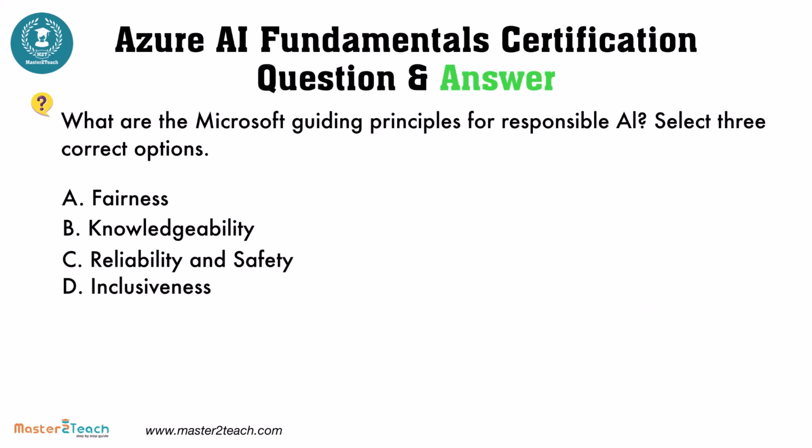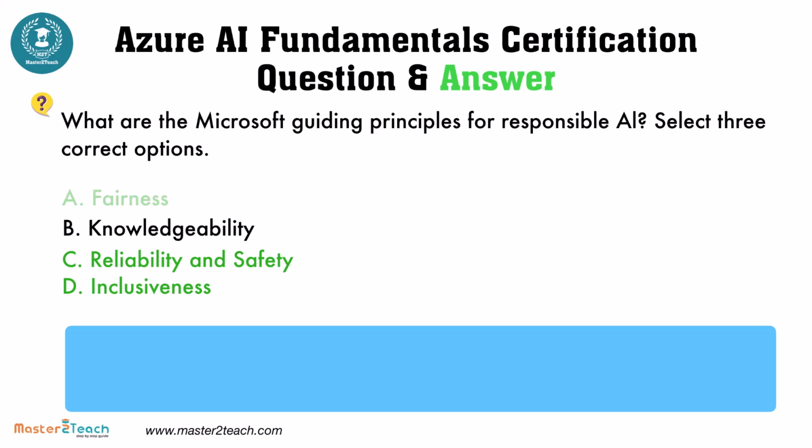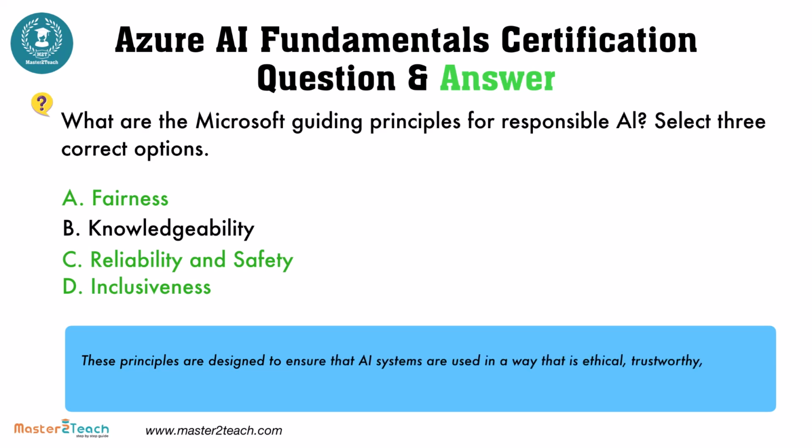The correct answers are fairness, reliability and safety, and inclusiveness. These principles are designed to ensure that AI systems are used in a way that is ethical, trustworthy, and accessible. Knowledgeability is not listed as one of the core guiding principles.